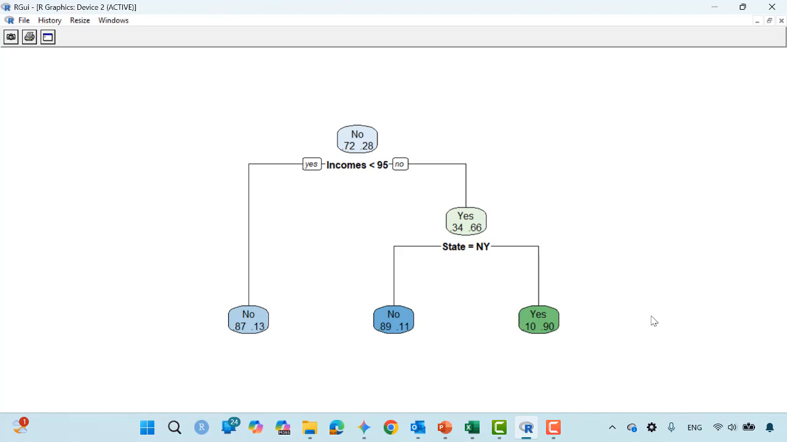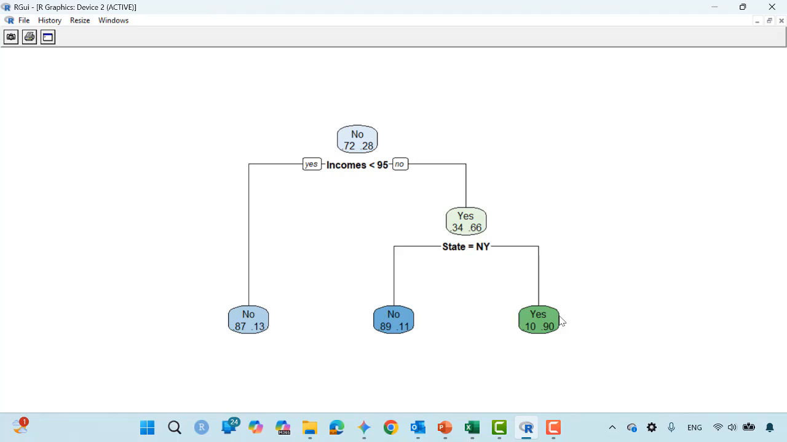I'm going to use an example. Let's use the dark green leaf node at the bottom as the example. I'm talking about this one. At the top, we have yes. At the bottom, we have 0.10 and 0.90. What do they mean?